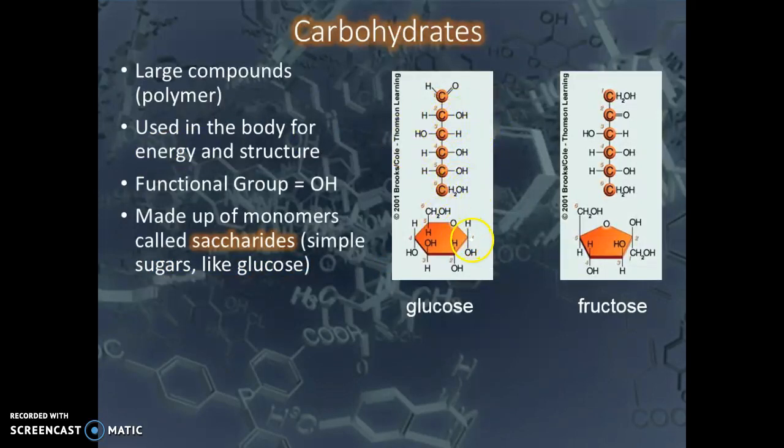and that's why we have all these little OHs hanging off over here. Most of the time, we see them in a ring shape with some OH groups hanging off of it. The monomer for these is a saccharide, and saccharides are simple sugars like this glucose here. See how it only has one ring? That's a monosaccharide, or fructose here.